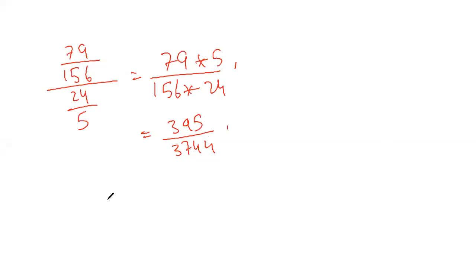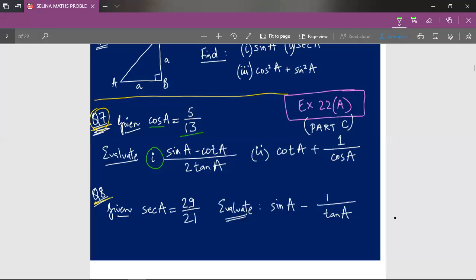We'll move on to the second part of the seventh question, which states: find cot A plus 1 upon cos A. Now, can I write cot A plus 1 upon cos A as cot A plus the reciprocal of cos A? That value is known as secant A. So I can write it as secant A. So what this sum basically means is: find cot A plus secant A.